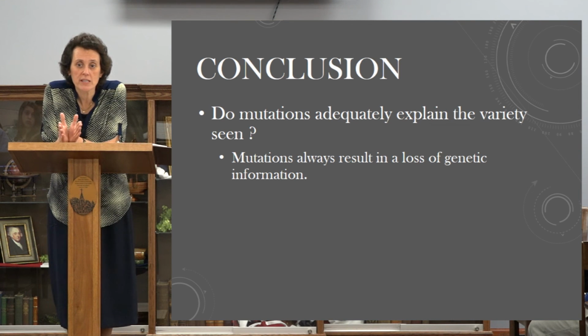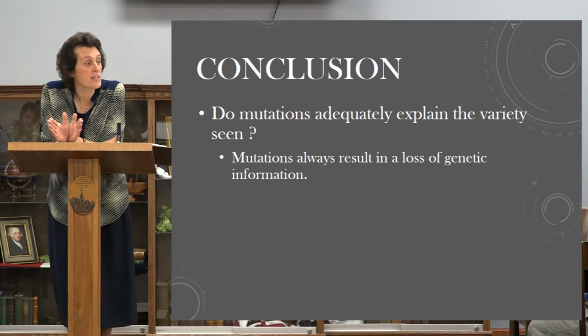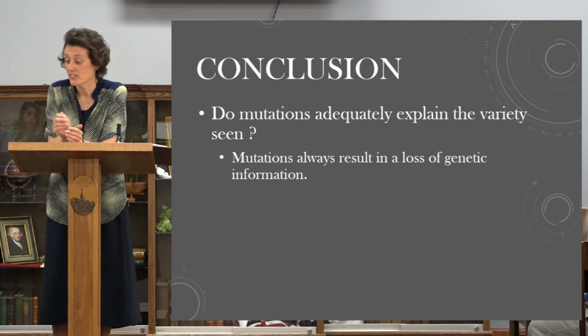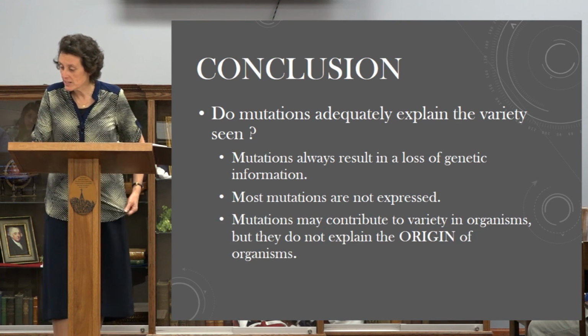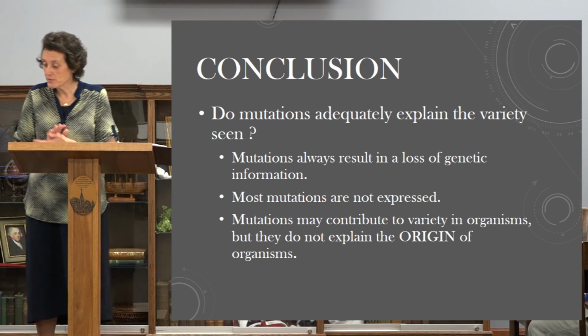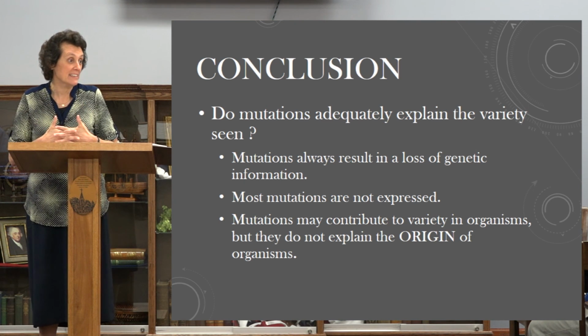So how in the world can they explain the origin of it? Do you see the problem? We lose genetic information. We scramble the genetic code when we have a mutation. So how can mutations be the origin of variety? How can it explain origins when it decreases rather than increases genetic information? And I already said most mutations are not expressed, and mutations may contribute to some variety, but they do not explain the origin of it.